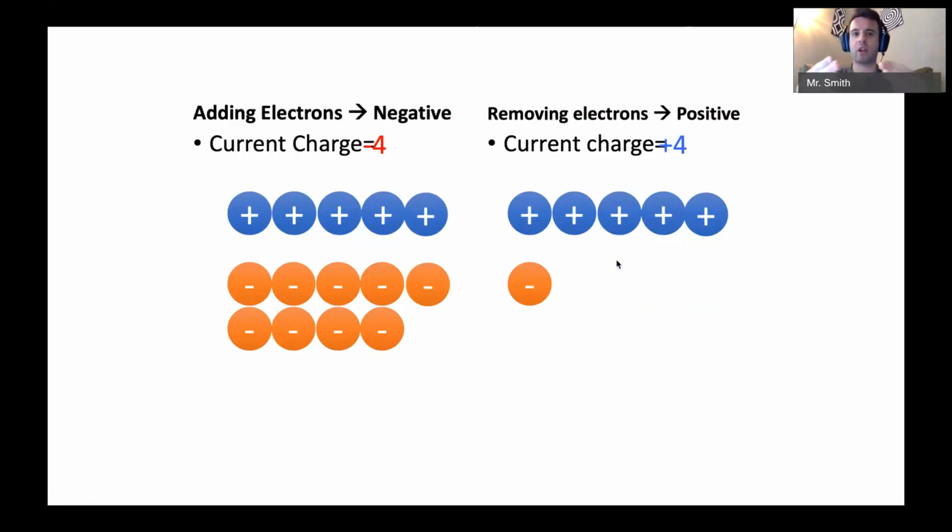If you think adding electrons, you might think, oh, that's positive. That's where a lot of kids get tripped up. The idea here is that you're adding something that's negative, so you're going to have more negatives than positives. Or if you're removing a negative, you're going to have more positives than negatives. So removing electrons is positive, write that down. Adding electrons is negative, write that down.